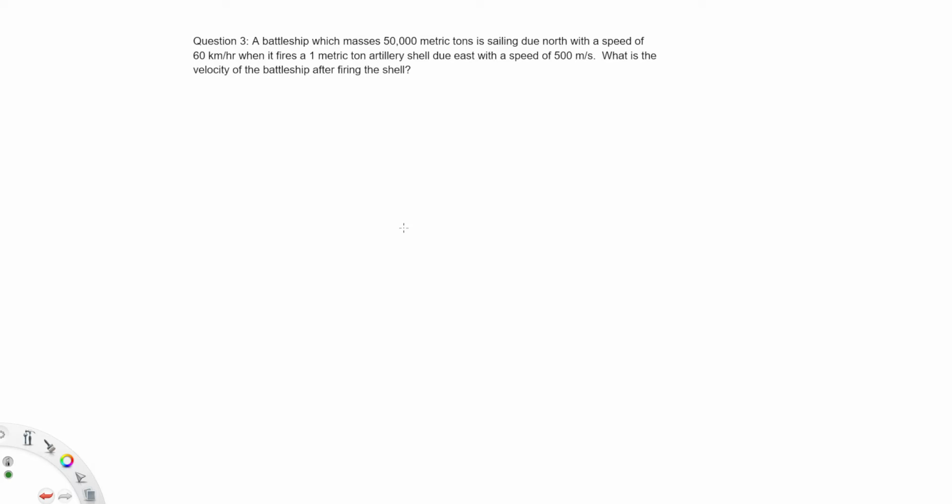All right, so question 3 features the same battleship from exam 1. So it's firing the same shell, it's firing it due east, I think even with the same speed. What's the velocity of the battleship after firing the shell? And what we're going to use here, right, because this is not kinematics or forces anymore, like we're trying to think about this in terms of energy and momentum. So that's exactly what we're going to do. So we're going to try and solve this problem with momentum.